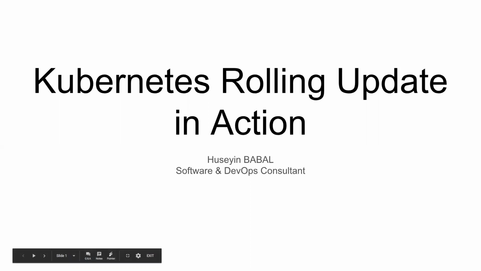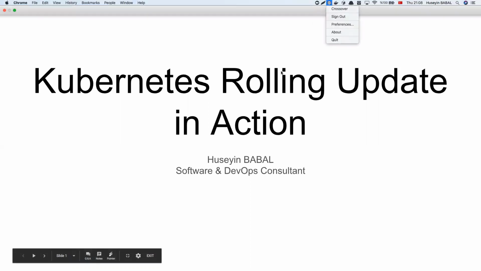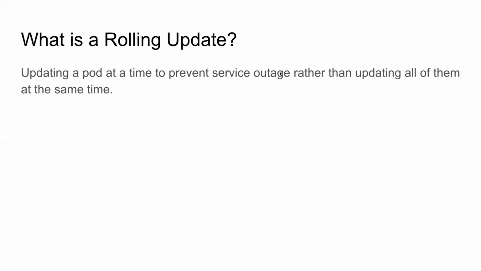So, Kubernetes rolling update in action. What is a rolling update in a specific Kubernetes environment? Updating a pod at a time to prevent service outage rather than updating all of them at the same time.